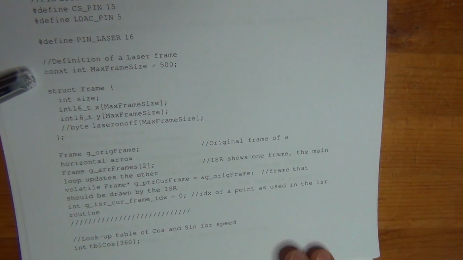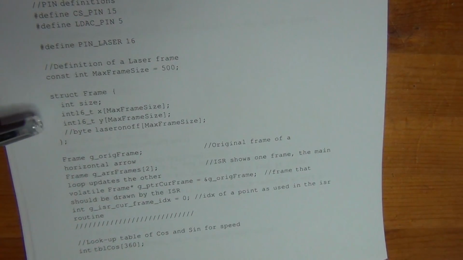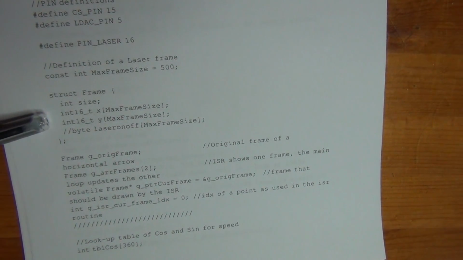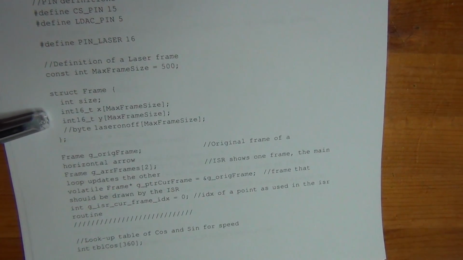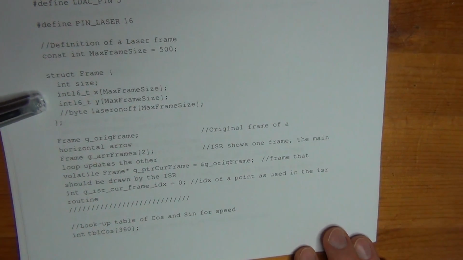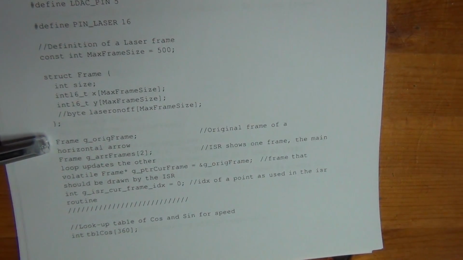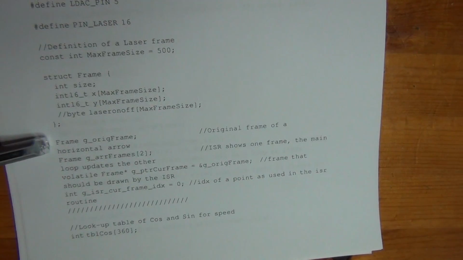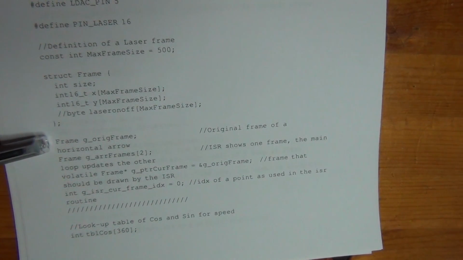Now the definition of the laser frame, think about it as a screenshot. Basically, it's a collection of points X and Y that need to be drawn. We have a few frames like that. The original frame here is basically a horizontal arrow. And we will later go over how we produce it.